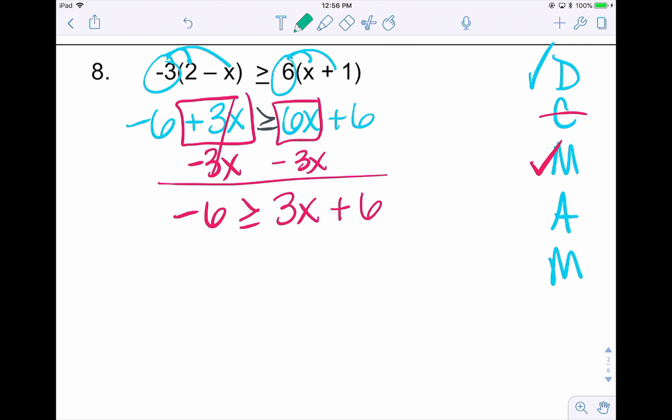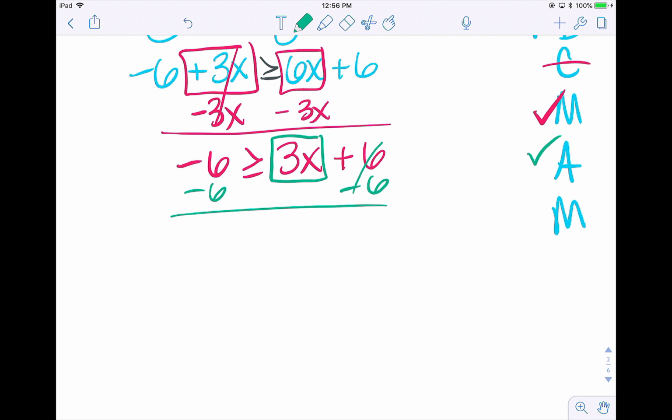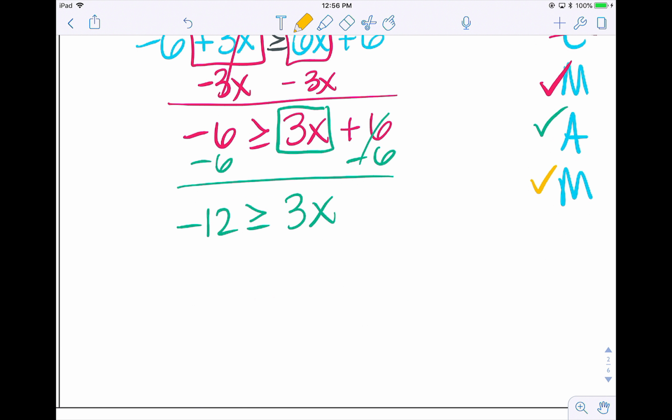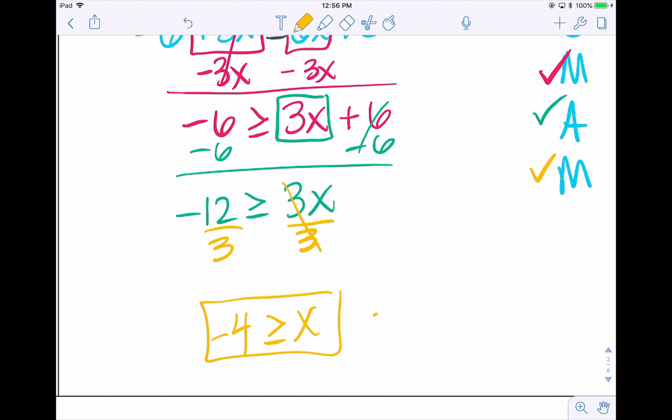From here, outside of my box, I need to add or subtract, so I subtract 6 from both sides. So -6 minus 6 is -12, which is greater than 3x. And then I finish my problem by multiplying or dividing. In this case, I need to divide both sides by 3. So -12 divided by 3 is -4. So -4 is greater than or equal to x.